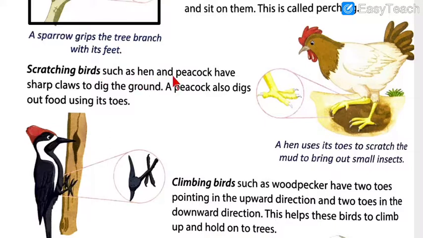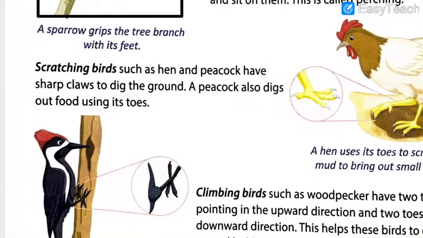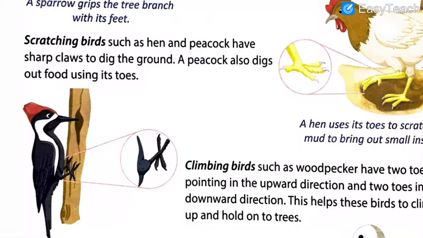So scratching birds such as hen and peacock have very sharp claws. In the picture, a hen uses its toes to scratch the mud to bring out small insects. You know, earthworms and snails are there in the soil. So what do these birds like peacock and hen do? They just scratch the ground, they dig the ground and they bring out the snails and earthworms inside the soil, and they eat these kinds of insects which are within the ground.